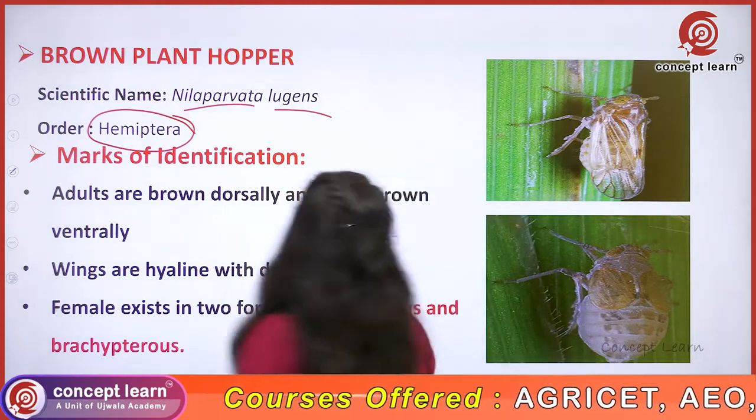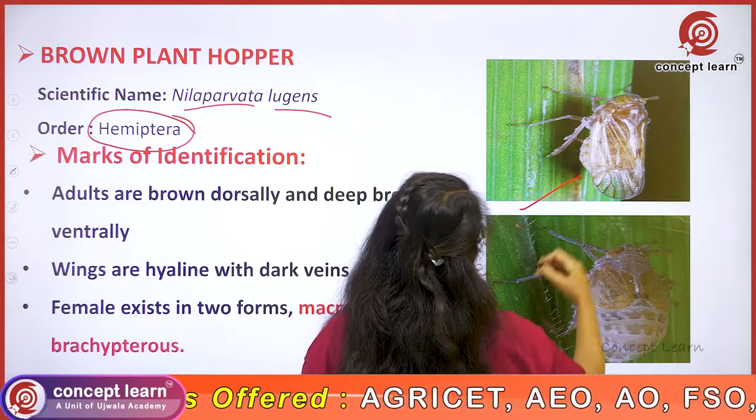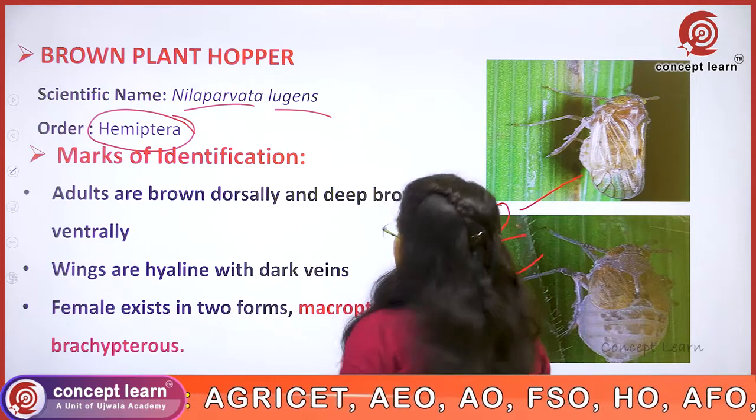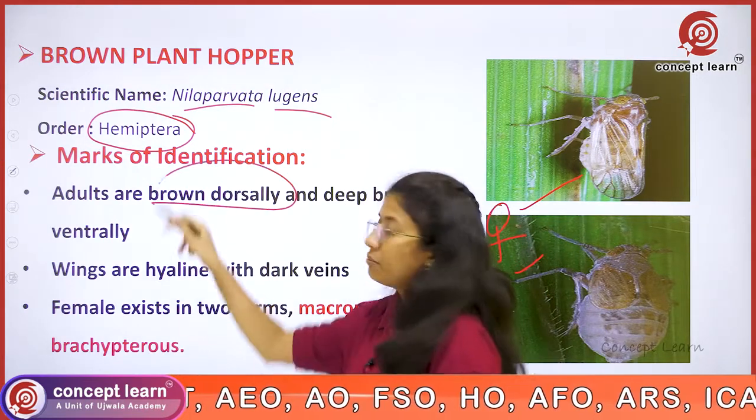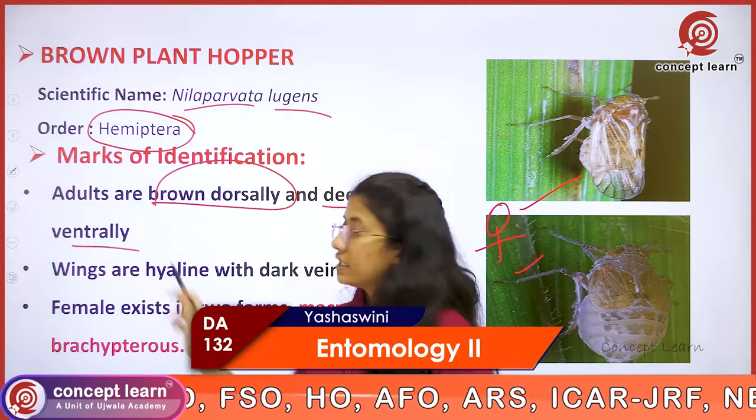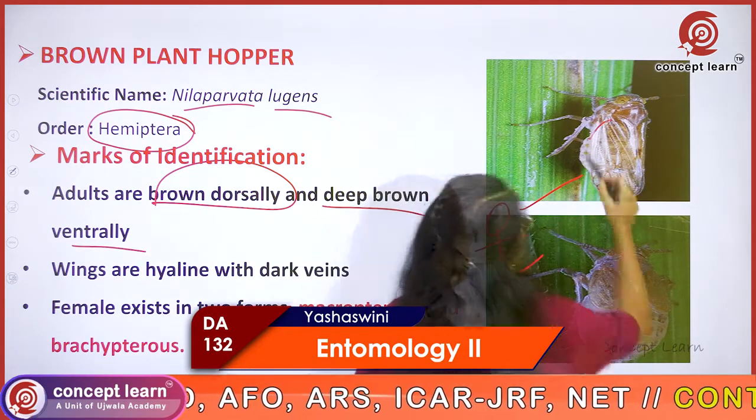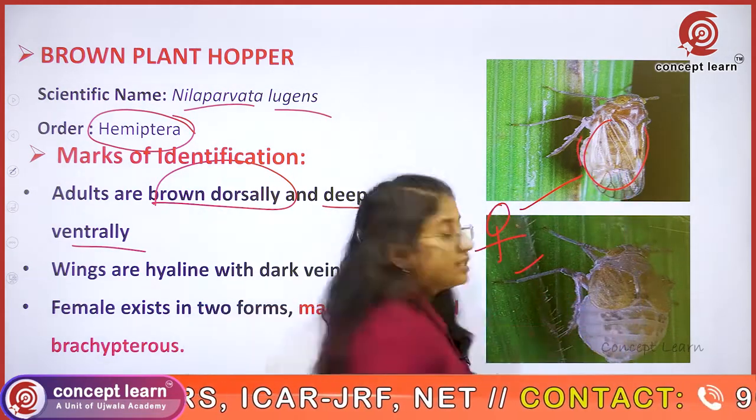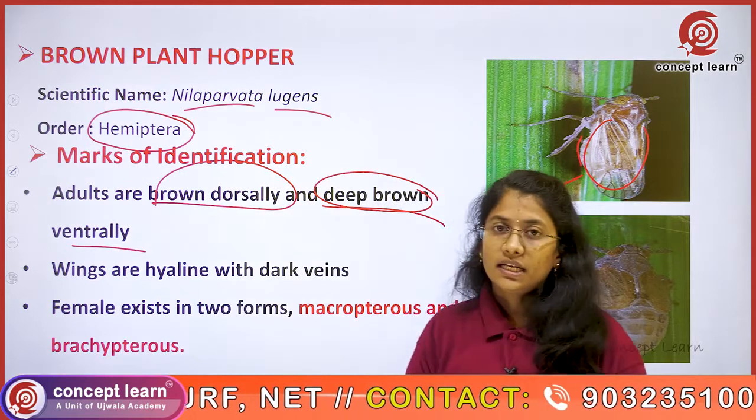Belonging to the order Hemiptera. Coming to its identification marks, here you can see these are two female adults, and these adults are brown dorsally and deep brown ventrally. Here you can see the dorsal view. This is brown, and its ventral side is much darker, that is, deep brown in color.